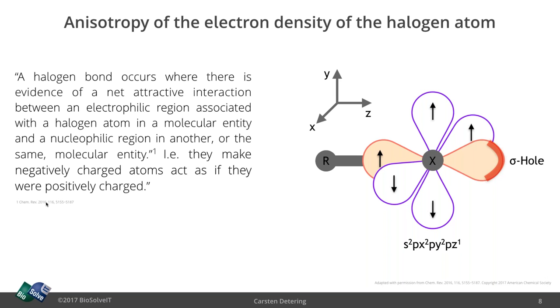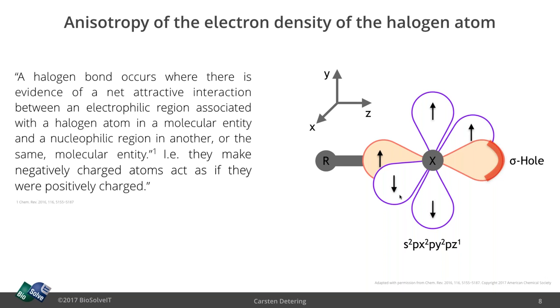We found this nice description here of a halogen bond in this publication, where a halogen bond occurs where there is evidence of a net attractive interaction between an electrophilic region associated with a halogen atom in a molecular entity and a nucleophilic region in another or the same molecular entity. This means that they make negatively charged atoms, such as halogens, act as if they were positively charged.